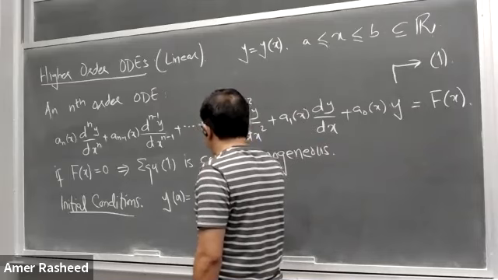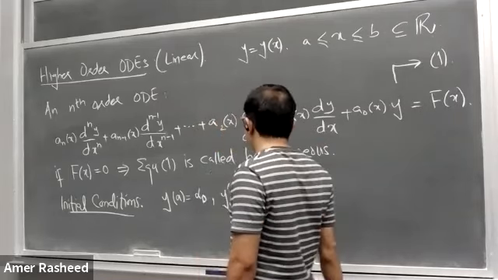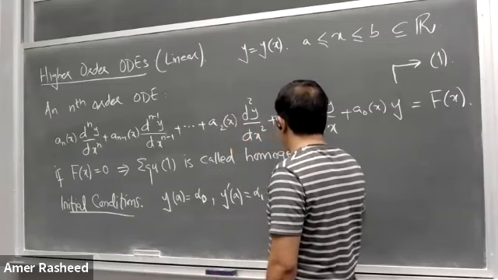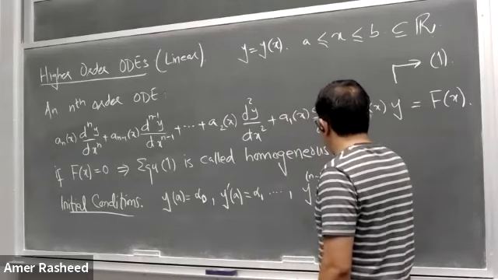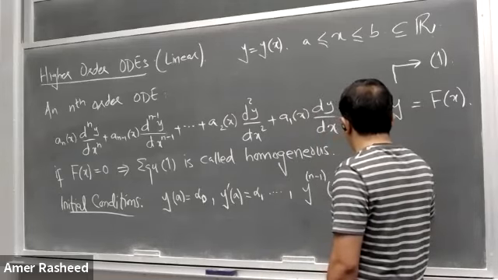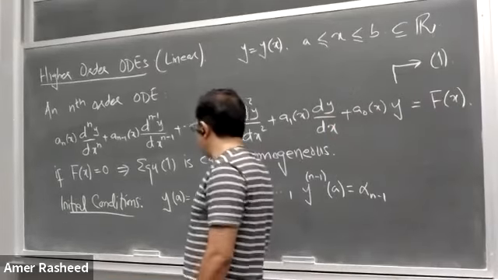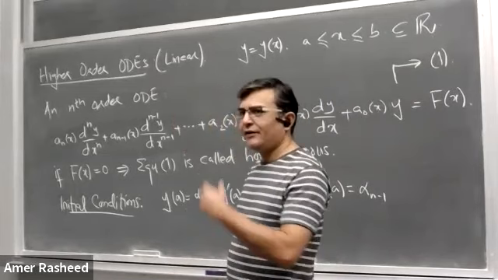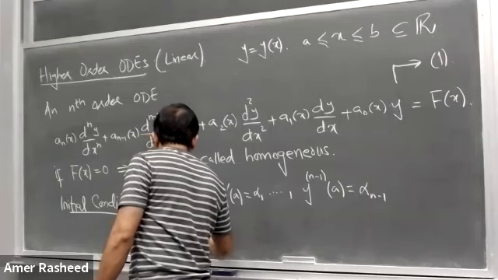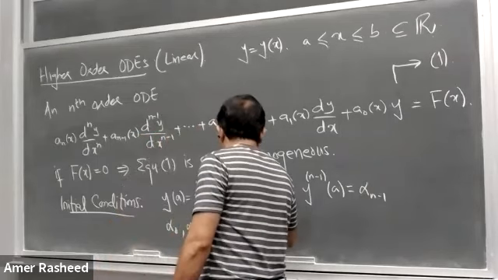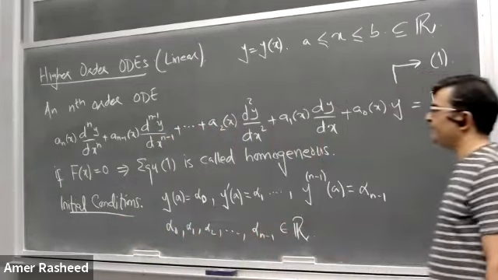The second condition should be on the derivative at the initial value. It could be alpha 1, and so on. How many conditions do we need? Until the (n minus 1)th derivative at a, which should be alpha n minus 1. Here alpha 0, alpha 1, alpha 2, and so on up to alpha n minus 1 are all arbitrary constants.